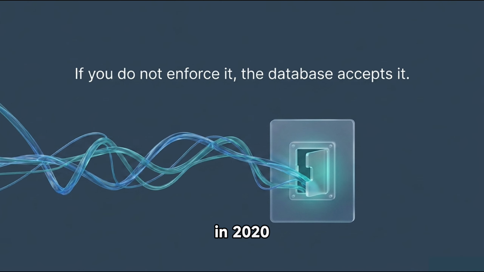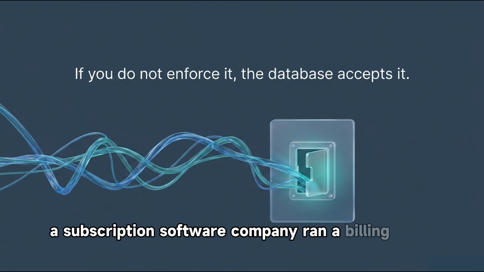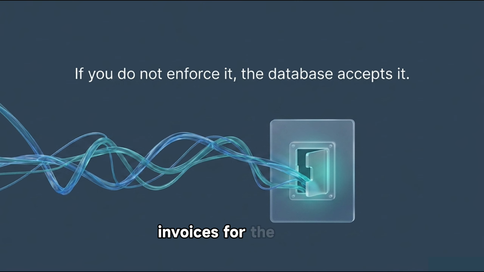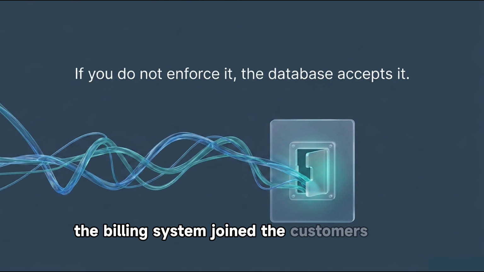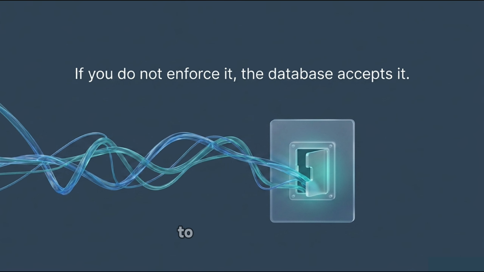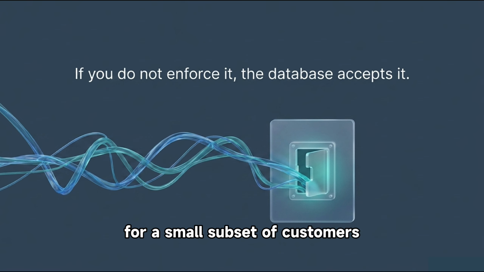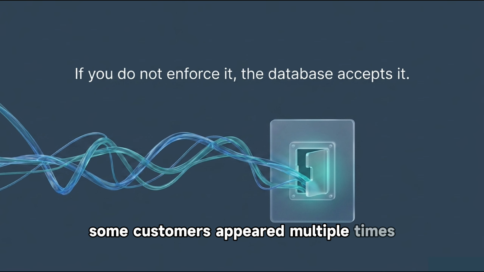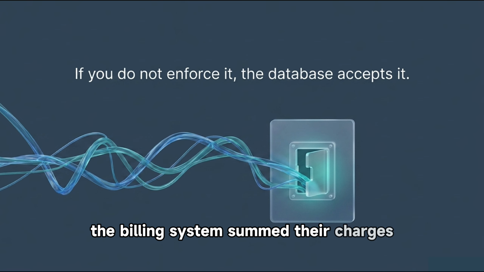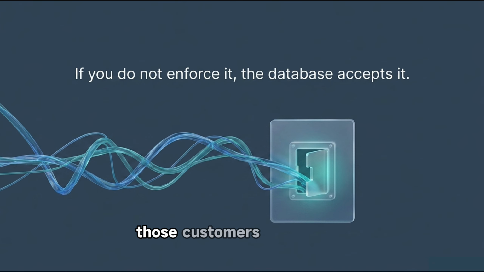In 2020, a subscription software company ran a billing cycle that produced invoices for the month. The billing system joined the customers table with the subscriptions table to calculate what each customer owed. The join returned unexpected results for a small subset of customers. Some customers appeared multiple times. The billing system summed their charges for each appearance. Those customers were billed 2 or 3 times their correct amount.